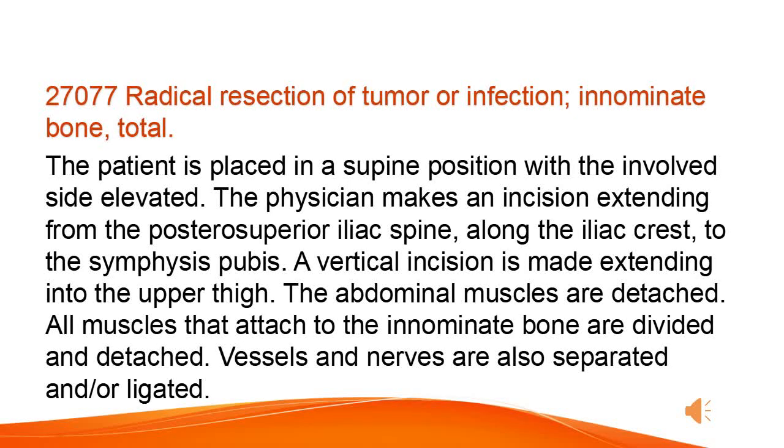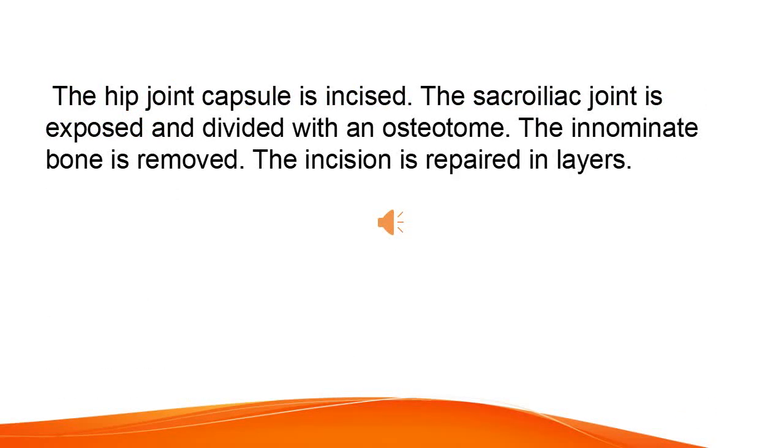The abdominal muscles are detached. All muscles that attach to the innominate bone are divided and detached. Vessels and nerves are also separated and/or ligated. The hip joint capsule is incised. The sacroiliac joint is exposed and divided with an osteotome. The innominate bone is removed. The incision is repaired in layers.